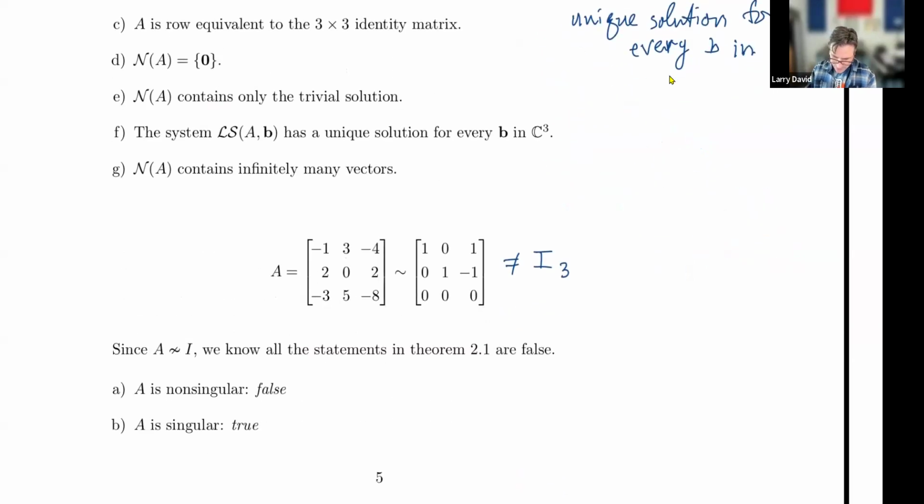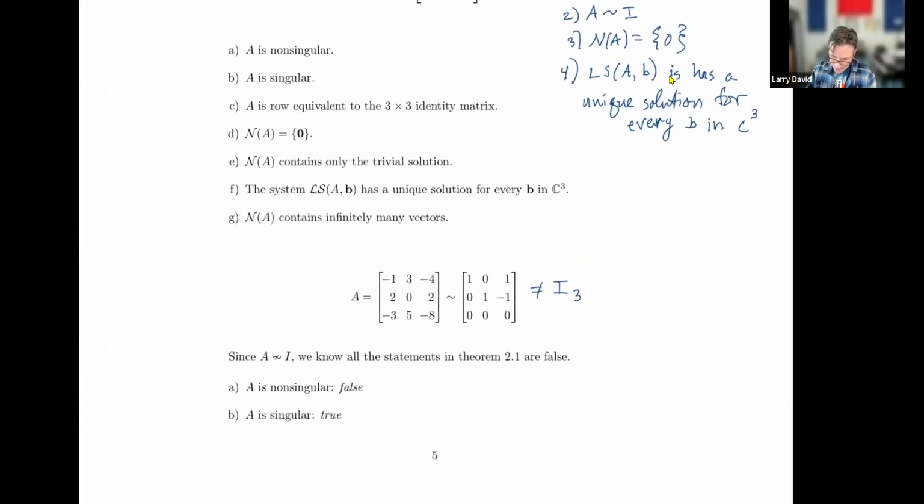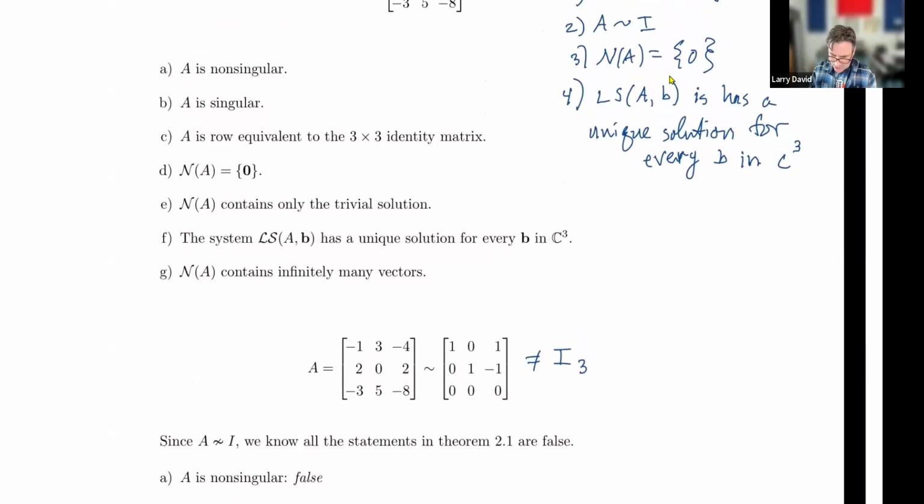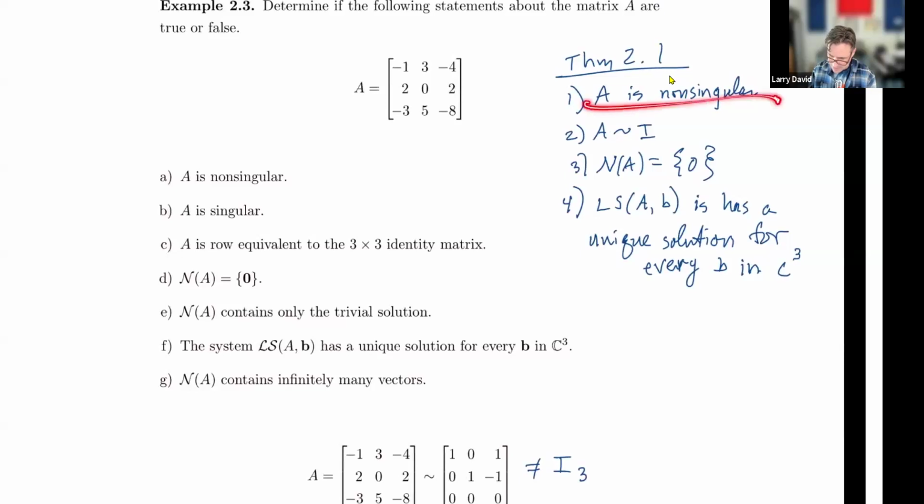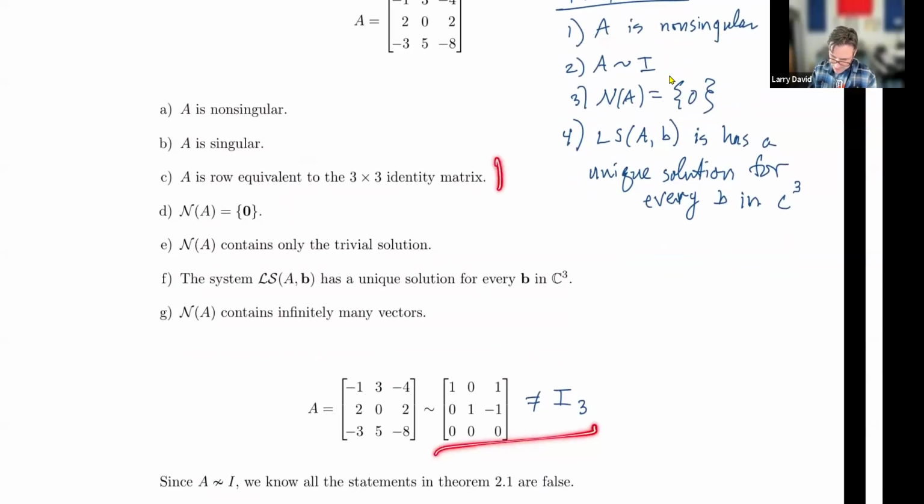Okay, so we can just go through these one at a time. A is non-singular. Well, that's false. A is false, so that's false, and then B is true because these are opposites. So A is singular. A is row equivalent to the 3 by 3 identity. Well, no, it's not. That's false. The null space is equal to the set containing the zero vector. Well, that's of course false as well, because all these are false. The null space contains only the trivial solution.